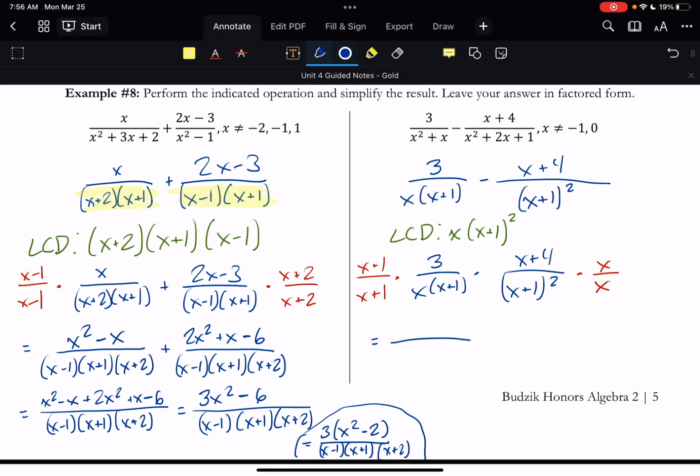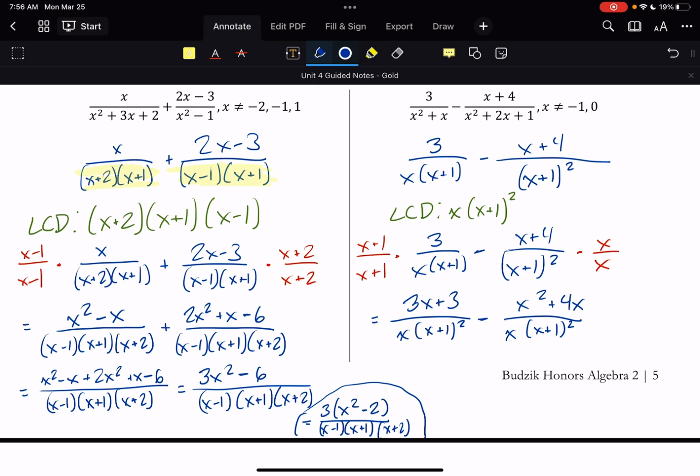So now I have that common denominator of x times x plus 1 squared. And multiply my numerators, 3 times x plus 1 gets me 3x plus 3. Minus, again, that shared denominator of x times x plus 1 squared. So x times x plus 4 gets me x squared plus 4x.